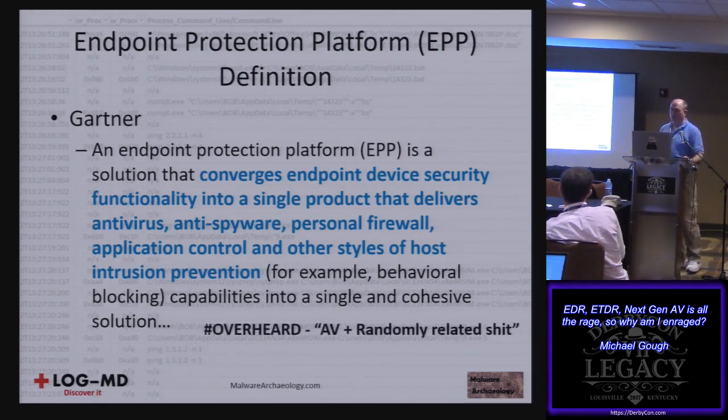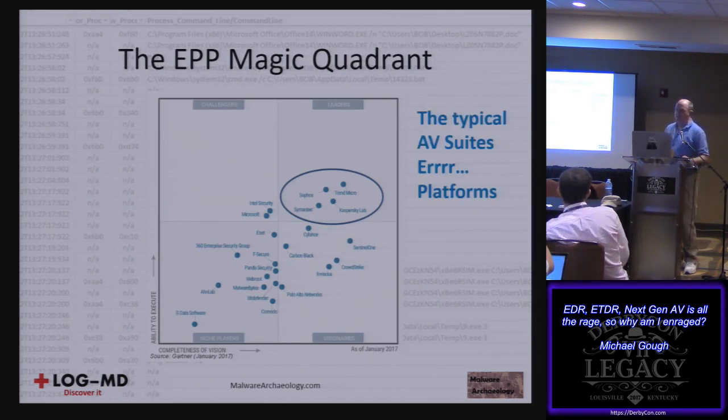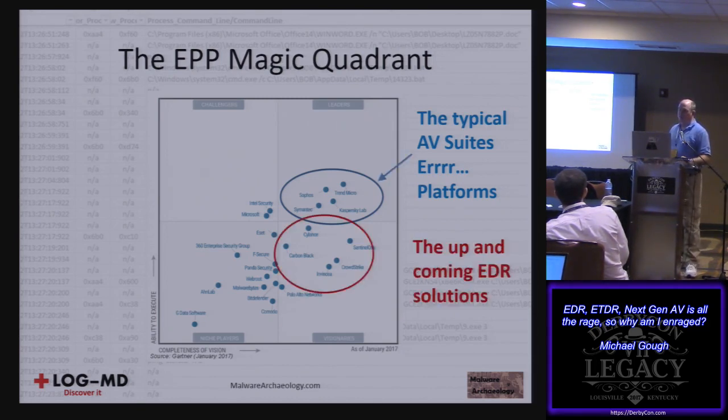So let's look at some definitions real quick. Remember, here's the EPP. That's pretty much all the main vendors we're aware of. It's that AV plus randomly related stuff. This is Gartner's definition. You can read this online when I post it. Just put it on there so you know what Gartner's saying about it. And again, it's just AV and randomly related stuff. So here's the magic quadrant. So as we can see here, the big EPP, the AV vendors right now are the typical AV suites, right?